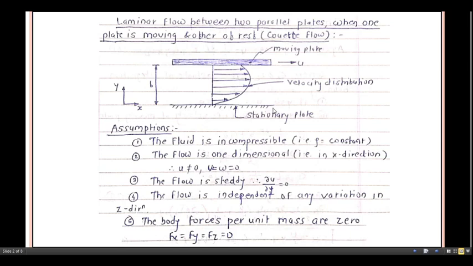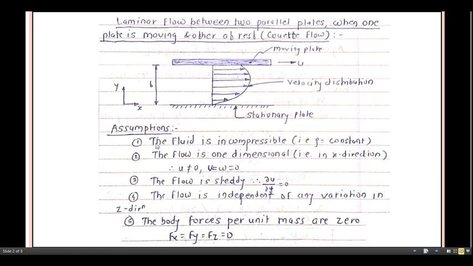So in this case, this is the stationary plate and this is the moving plate. In between these, the flow is passing. So in this way, we can get that velocity distribution. Now, how we can get this velocity distribution at different points will be clear to you in the coming part. So some of the assumptions are there.